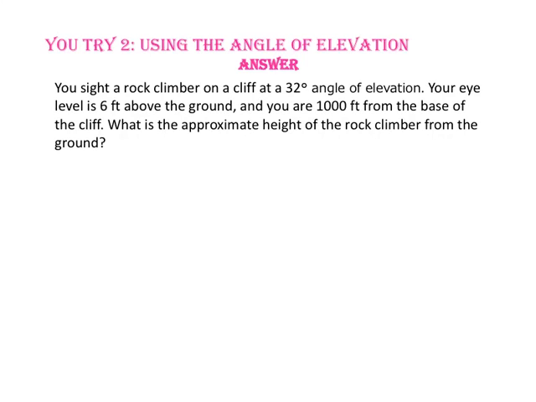Let's start by drawing a picture to illustrate our word problem. Our angle of elevation is 32 degrees. We are 1,000 feet from the base of the cliff, and we are 6 feet above the ground. We are looking for the total height above the ground of the rock climber, so we must add the length of the opposite side of our 32-degree angle to 6 feet.